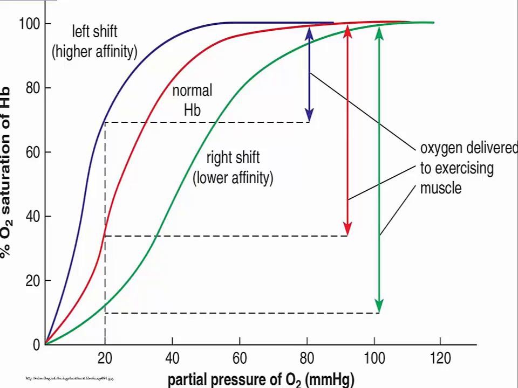A right shift decreases oxygen's affinity for hemoglobin. So in a right shift, acidosis and fever, the oxygen has a lower affinity for hemoglobin, which means the blood will release the oxygen more readily. This means more oxygen will be released to the cell, but it also means less oxygen will be carried from the lungs in the first place.